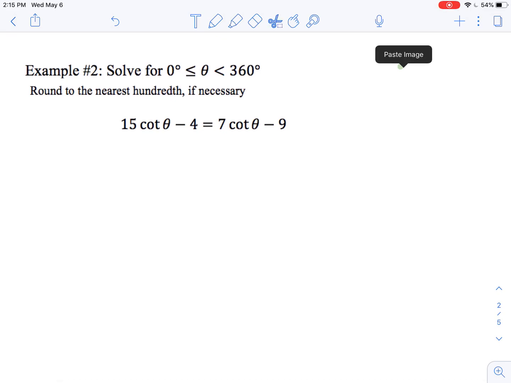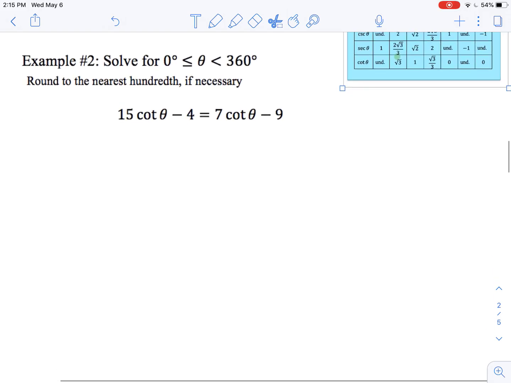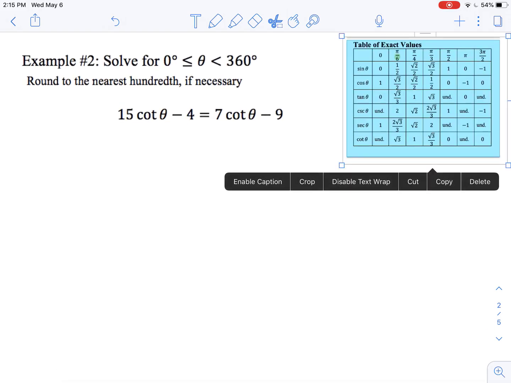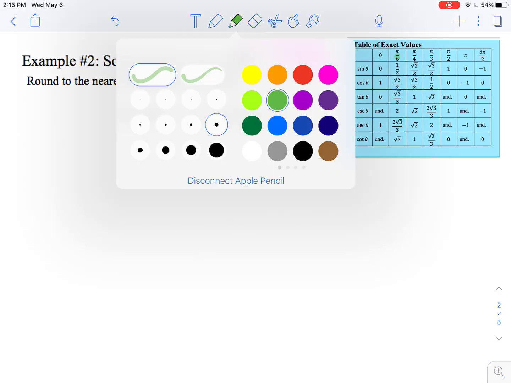All right, I'll just put this up in the corner in case we need it. So once again, I'm looking at this. It says find an angle between 0 and 360, so one rotation around the unit circle. And since my range is given in degrees, my answer will be in degrees. That's really important.